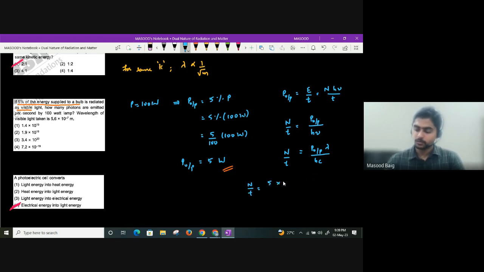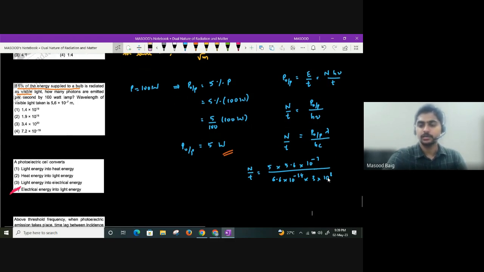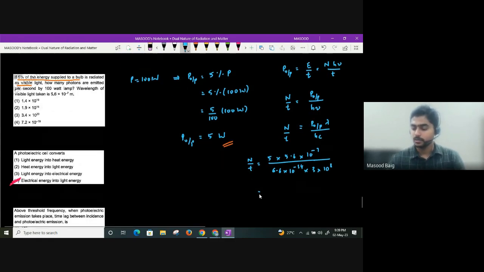This wavelength is 5.6 into 10 power minus 7. H value, as you all know, is 6.6 into 10 power minus 34. C value is 3 into 10 power 8. So you'll get 19.8 in the denominator. In the numerator, you will get 28 divided by the denominator 19.8. Here 10 power minus 26 you will get. If it is sent to the numerator, it will become 10 power 19, guys.